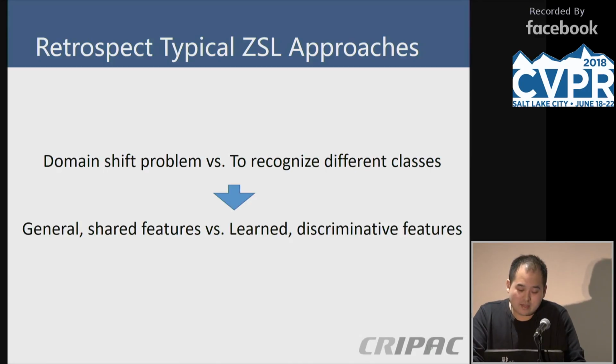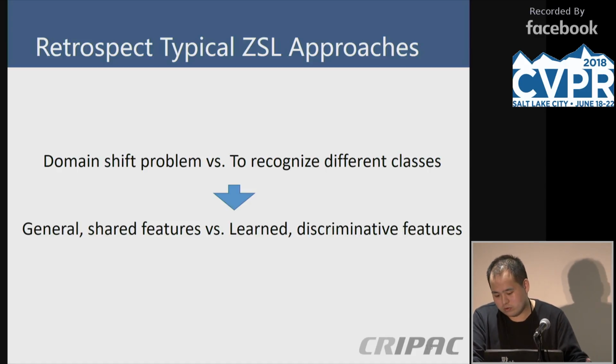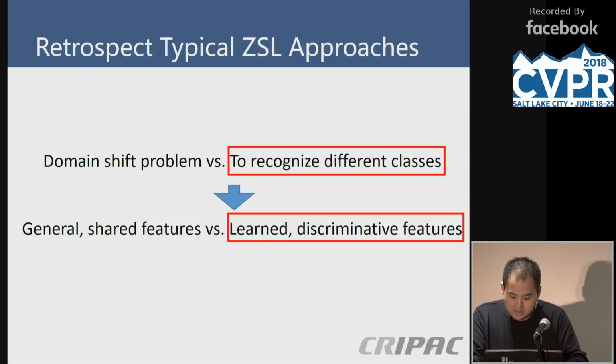So there exist two solutions for zero-shot learning. To solve the domain shift problem, the general shared features are required. On the other hand, to classify different classes, the learned discriminative features are needed. And we try to solve the zero-shot learning task with learned discriminative features, and it is a new viewpoint for zero-shot learning.